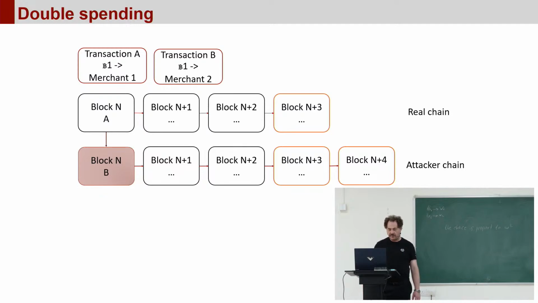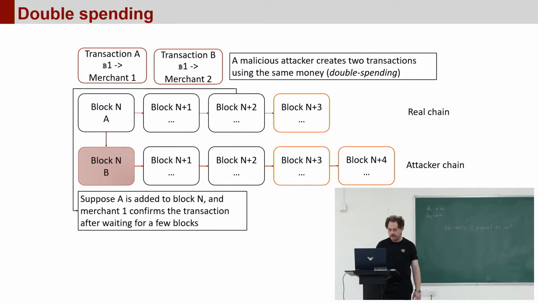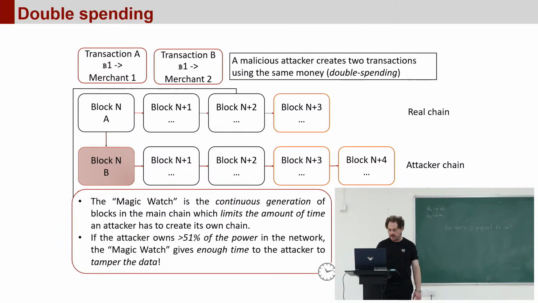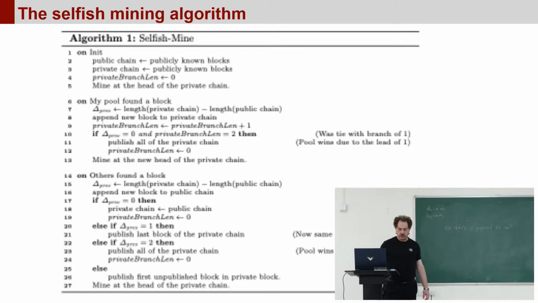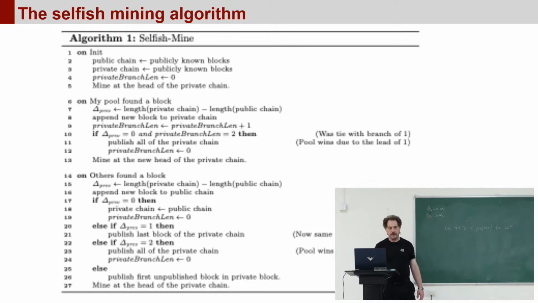Double spending, well, we have already talked about double spending a lot, so probably no need to repeat it, right? Unless you have questions about it. So this is just double spending in Bitcoin. But the next one we have not spoken about yet. So I'll spend some time talking about selfish mining.